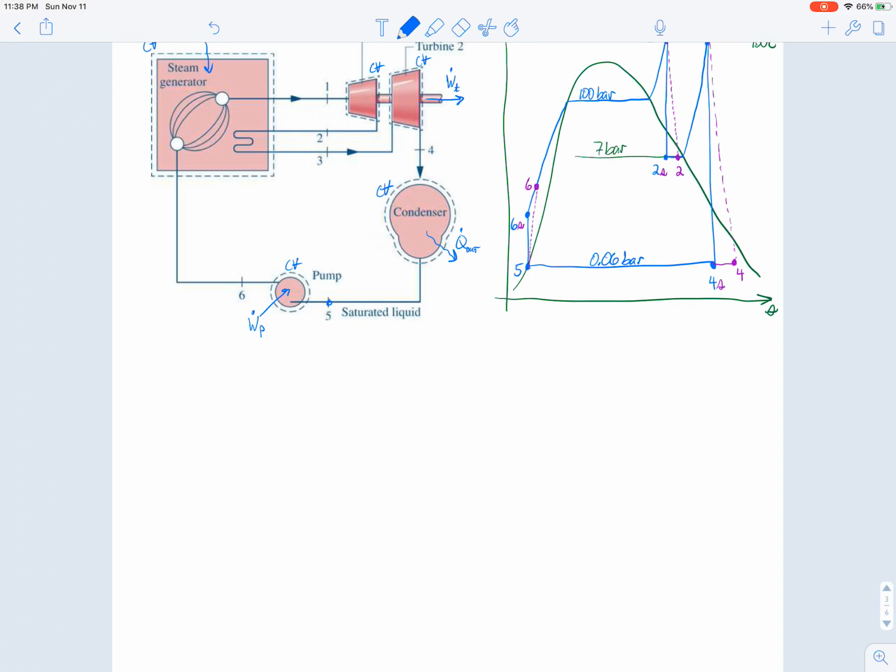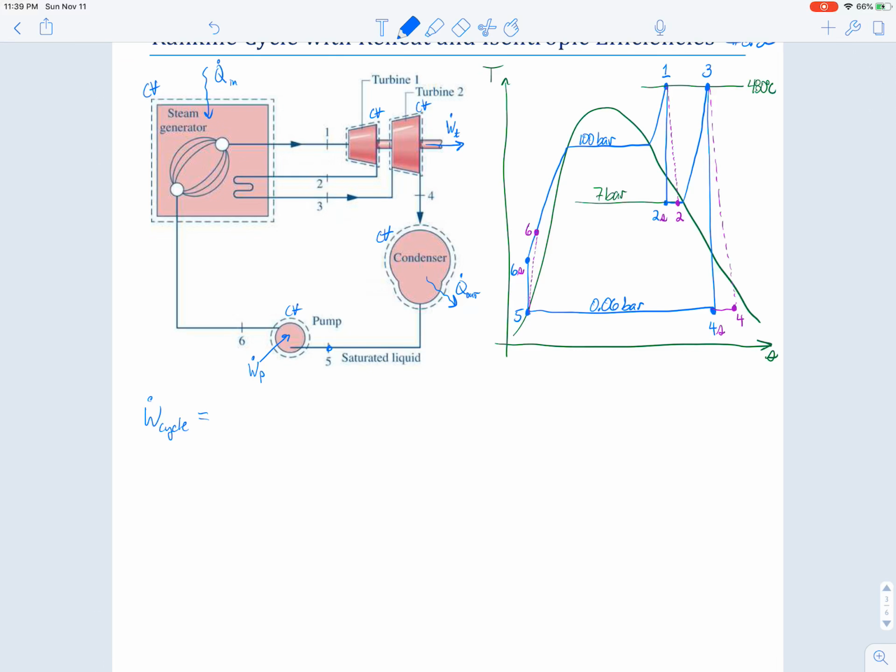Okay. The work output, or the power output rather, of my cycle, I can apply the first law to, in this case, I've got three things. I've got turbine 1, which is producing work output, turbine 2, which is producing work output, and then the pump, which is requiring work input. So I'm going to write this as the rate of work of turbine 1 plus the rate of work of turbine 2. And then just to make sure we're subtracting this number, I'm going to say minus the absolute value of the power needed to drive the pump.